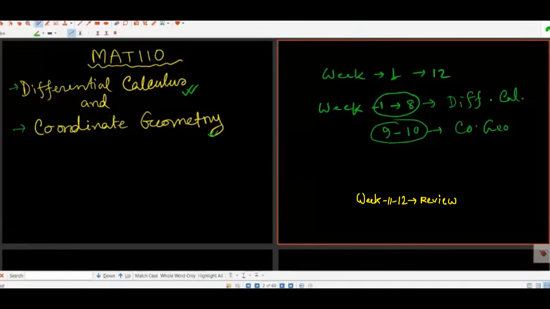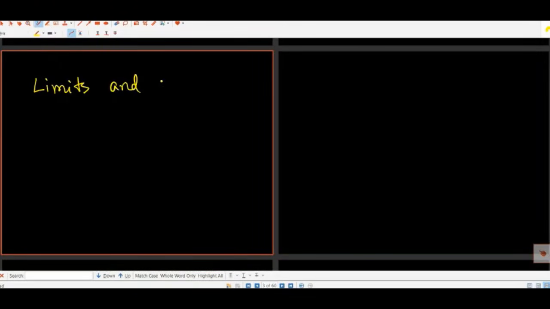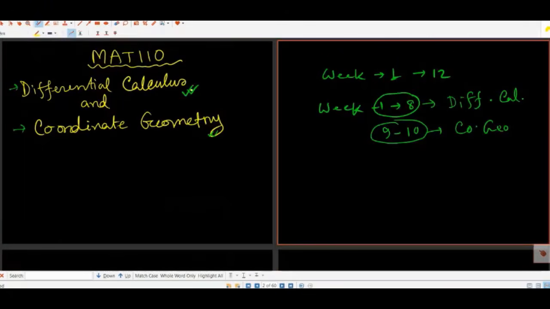Our first topic that we have in differential calculus is limit. So we need to know the ins and outs of limits, and then continuity is coming. So the first topic that we have in differential calculus is limits and continuity. So today we will try to discuss about limits and continuity. But before, I would like to mention to you the classifications of calculus.